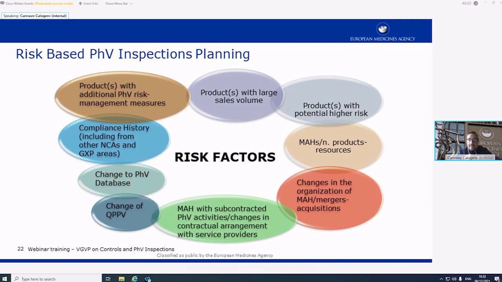Next slide, please. And I mentioned the risk-based program because, when the National Competent Authority plans their inspections, there are risk factors which may be taken into consideration by the competent authority when establishing a risk-based pharmacovigilance inspection program. And these risk factors could be product-related factors, for instance, products with additional pharmacovigilance risk management measures, products with large sales volume, products with potential higher risk. So these are some examples of the product factors that could be taken into account, but marketing authorization holder factors could also be taken into account.